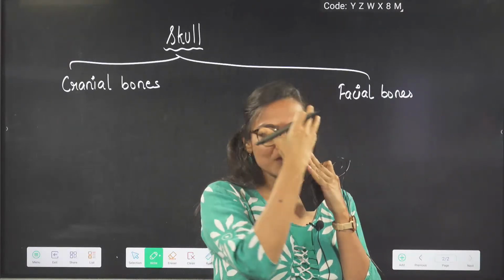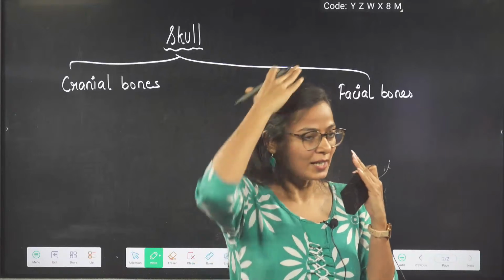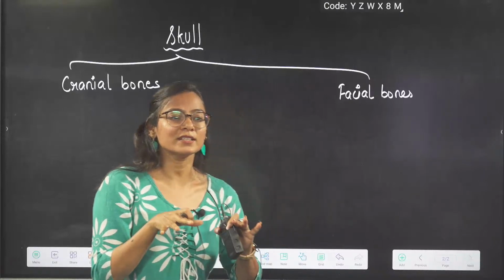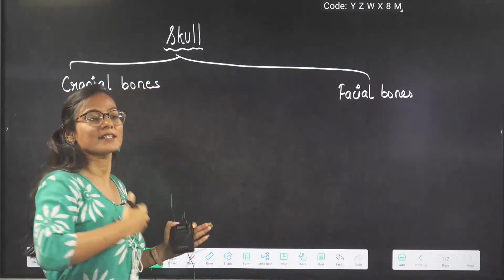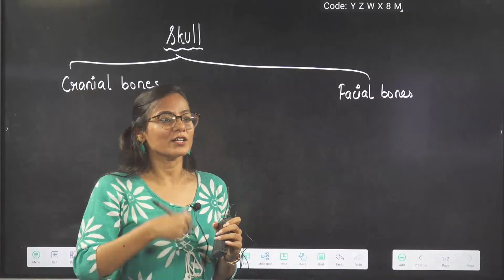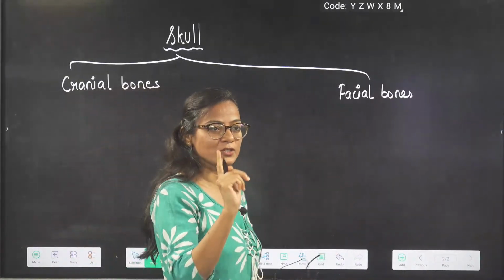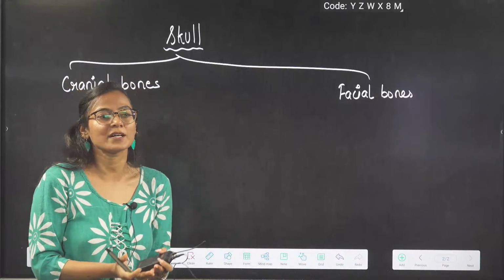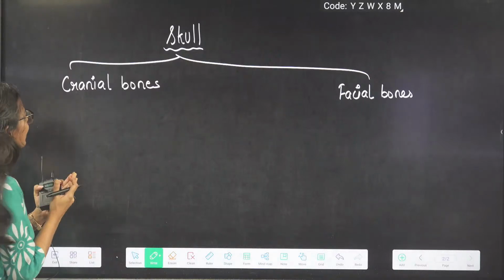So all those bones which are there in our face will be included in the facial bones, and all those on the top till here will be included in the cranial bones, right? Along with this, there are some other bones also which are called associated bones. So first I'll tell you cranial, then facial, and then those associated bones, right? Together all that is going to make up our skull, right? Okay, so now first let's talk about the cranial bones.